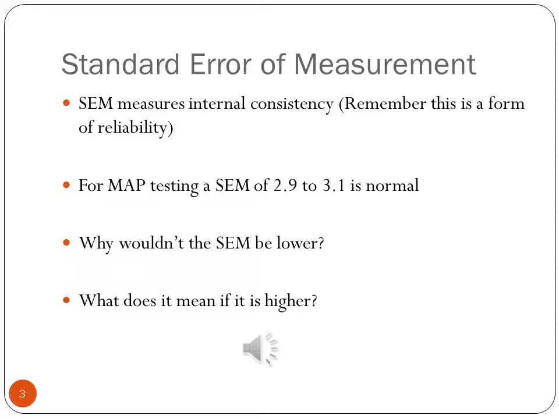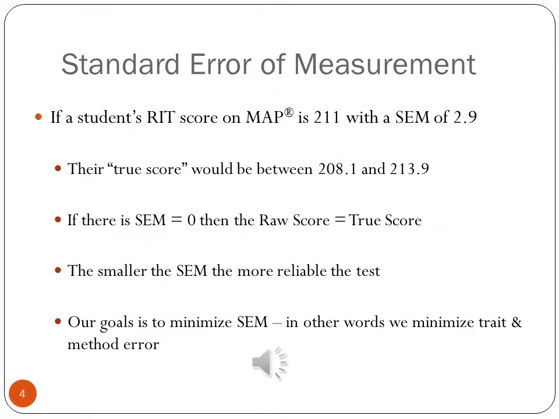So why wouldn't it be lower? Why isn't it higher? And what does it mean if it is higher than that? Let's take a look at an example. On a MAP test, a student's RIT score, remember RIT is just the name of the standard score on the MAP test, is 211 with a standard error of measure of 2.9. Their true score would be between 208.1 and 213.9. That's 211 plus and minus 2.9.